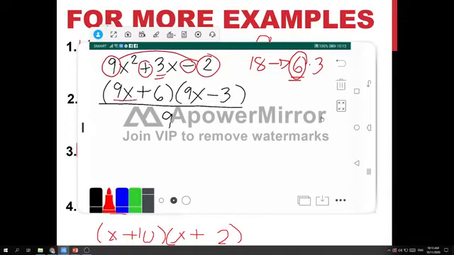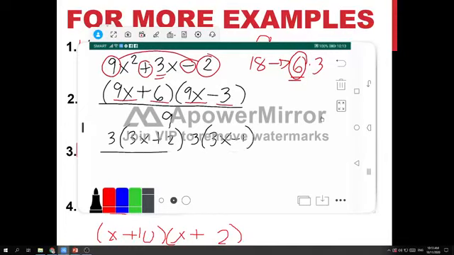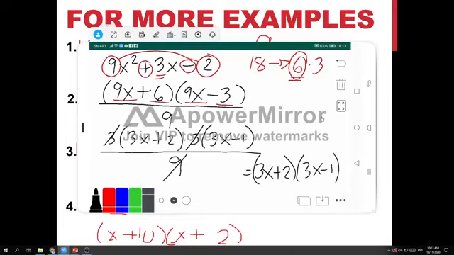Common between 9x and 6 is 3. So, you have 3x plus 2 there. Common between 9x and 3, we have 3. So, 3x minus 1 divided by 9. Now, what is 3 times 3? It's 9. I can cancel 9 there. So, we have our final answer will be 3x plus 2 times 3x minus 1. And that's how you do factoring when your x squared has a coefficient more than 1.